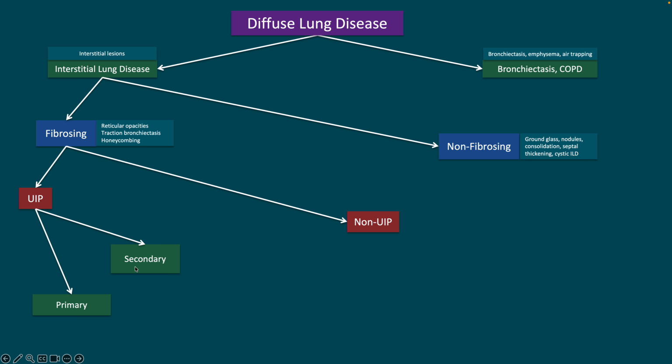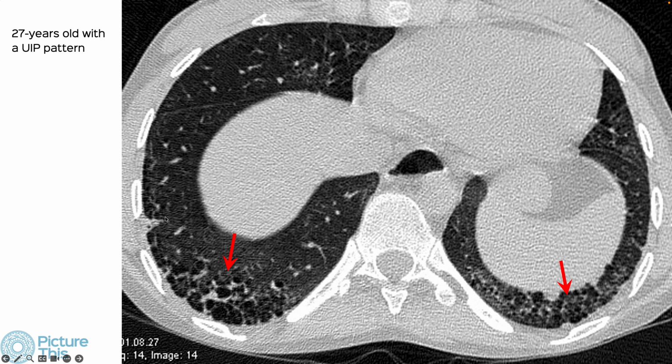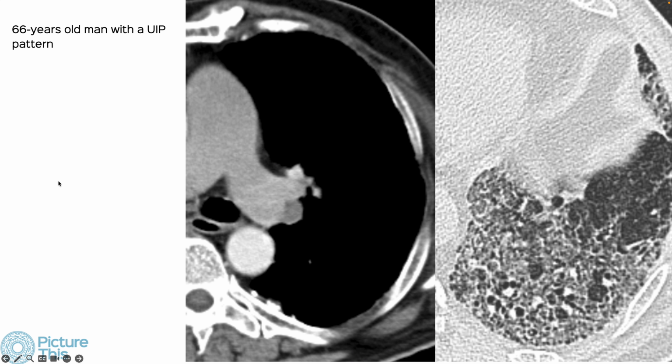The next step is to figure out whether it's primary or secondary. Now, if you have a UIP pattern with an etiology, then that's secondary. So here's a 27-year-old with a UIP pattern, honeycombing, reticular opacity, subpleural basal predominance, nothing else, but there's esophageal dilatation, and the patient is 27 years old.